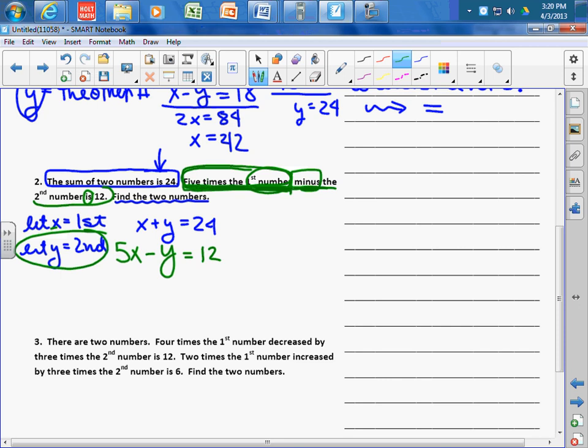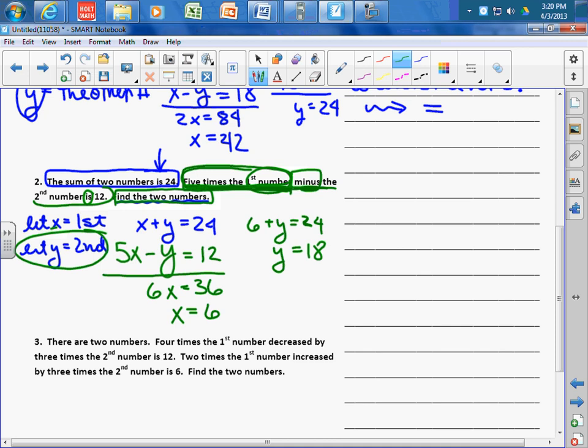You know how to solve this now by using elimination because the y's are going to end up canceling. And we get 6x is equal to 36. x equals 6. Are we done? No, because it says to find the two numbers. So I need to find out what y is going to end up being. I take my 6, put it in for the x, plus y is equal to 24. I think you see where we're going with this, right? y ends up being 18. So x is equal to 6 and y is equal to 18.